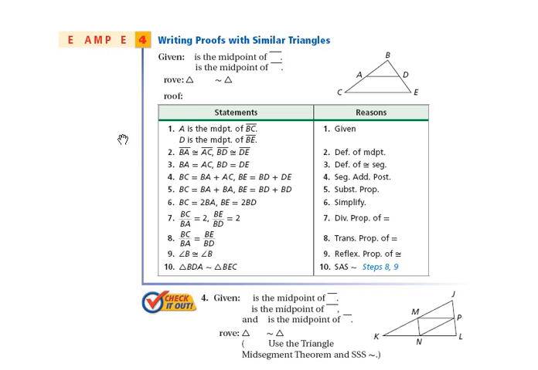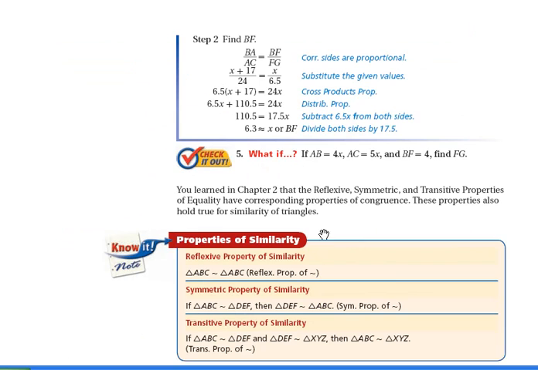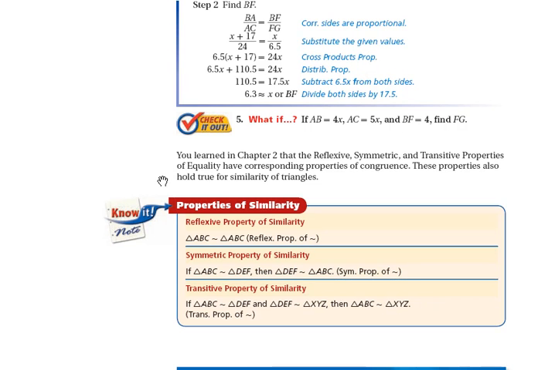Continuing on, here's another example. This is writing proofs of similar triangles. Make sure you take a look at this as well. And an application problem. And then some properties of similarities. So you can look through here.